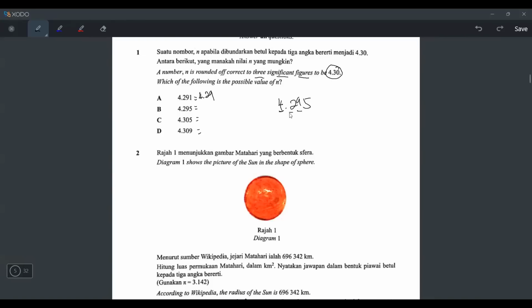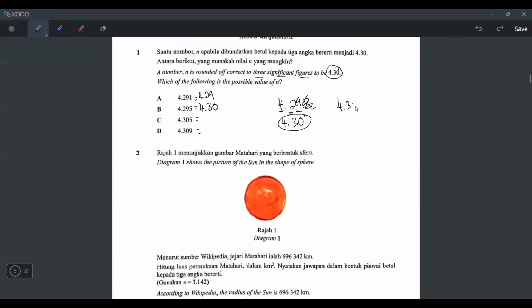4.295. Same thing, 1, 2, 3, and then erase the rest. But before you erase, check whether this number is bigger than 5 or equal to 5. So 5 means I need to round off. The 29 I have to plus 1, it becomes 30, and then the 5 I'll erase. So for B, after I round off to 3 significant figures, I'll get 4.30.